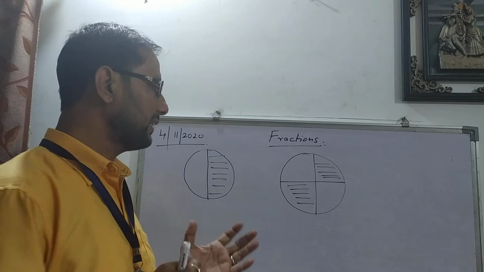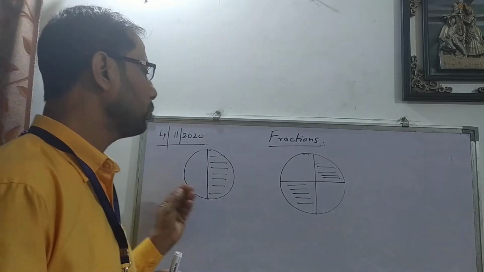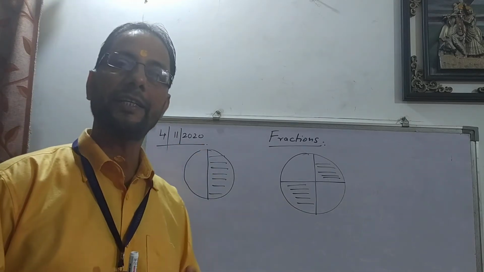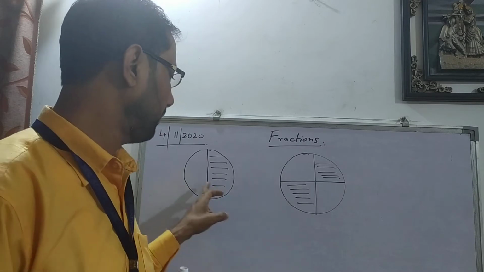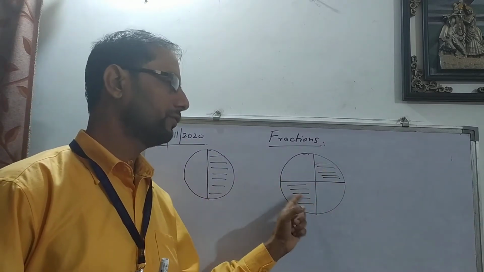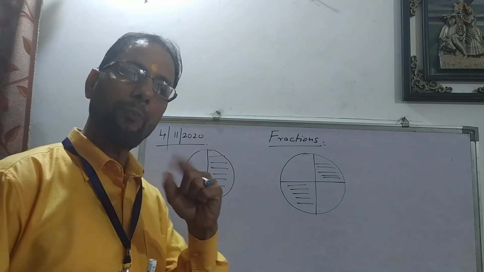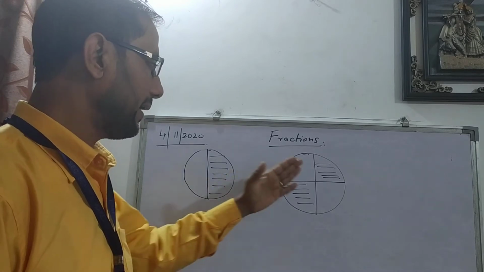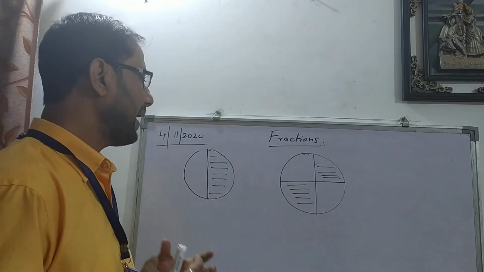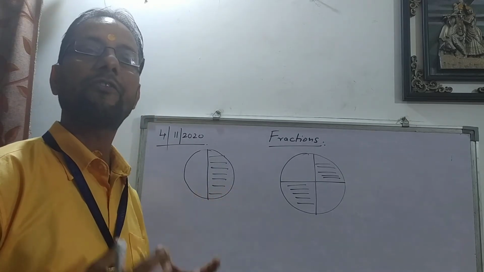So you can see the diagram, students. Here two circles are given. One circle is divided in two parts. Another circle is divided in four parts. In one circle, one part is shaded. In another circle, two parts are shaded. Now, let me express these two things in fraction.